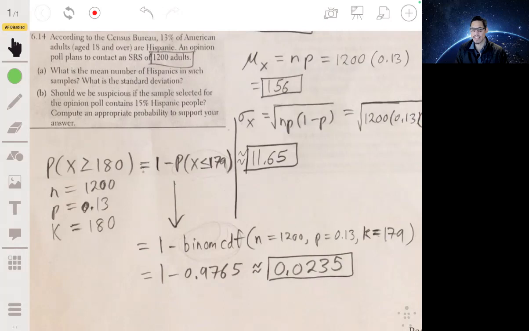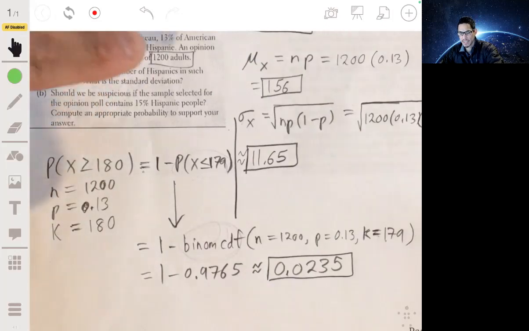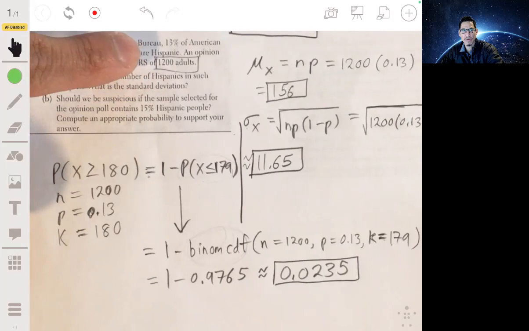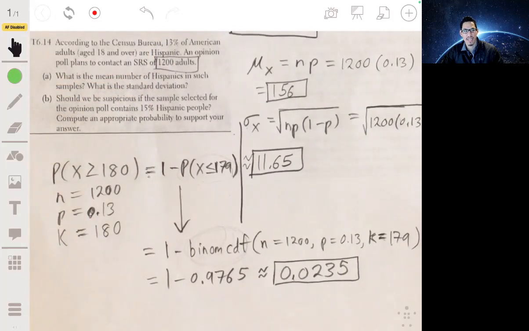If I told you flip a coin twice and get 2 heads, you're like, no big deal. Even 3 heads, 4 heads. Once you start getting probably past like 7 or 8, you probably start getting suspicious. If I tell you 100 heads, for sure, you're super suspicious. Anyways, this is a pretty low probability for the most part. It's not out of the realm of possibility, but it's pretty low. So we're probably going to say we're going to be somewhat suspicious because this is a low probability, meaning if this is the actual proportion of Hispanics, the chance of us getting 180 or more is only about 2.3%. So yeah, we're going to be suspicious.